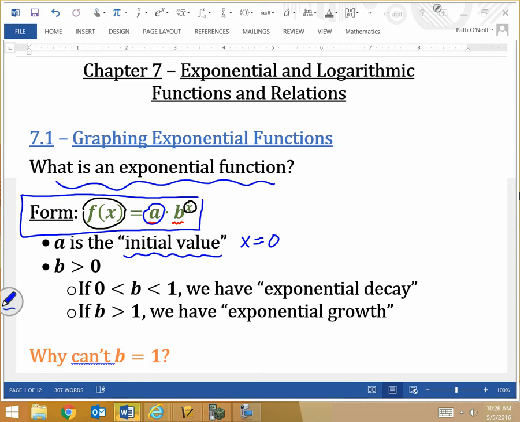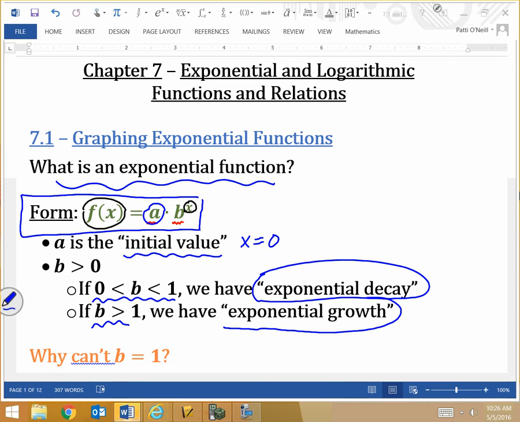The value of b is the base of the exponent, and for general purposes, b has to be a positive number. So it's got to be a number that's greater than 0. And then we have two scenarios. If b falls between 0 and 1, so it's a fraction between 0 and 1, we have what we call an exponential decay situation, or an exponential decay function. And we'll talk a little bit more about what that means here in a second. If your base, that b excuse me, is greater than 1, we have what we call an exponential growth situation, or an exponential growth function.